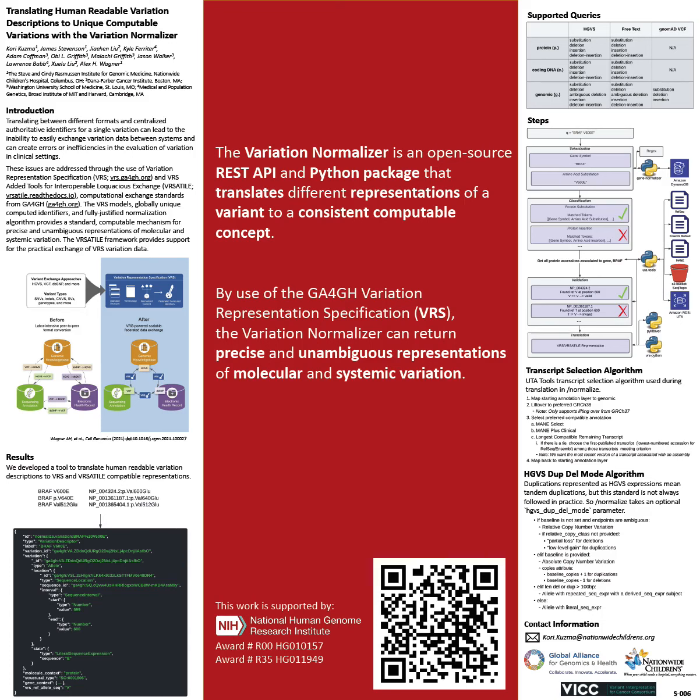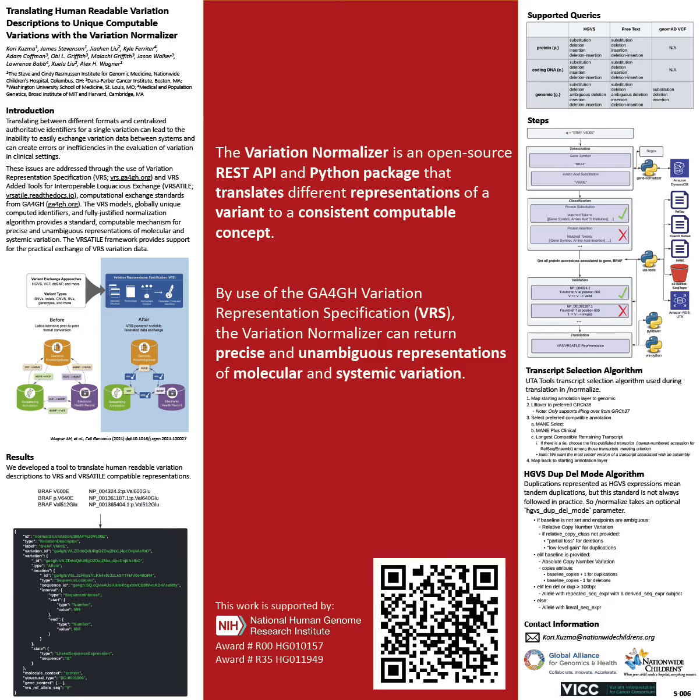In the normalize endpoint, we want to return a single normalized variation concept, and to do so, we have an internal algorithm and UTA Tools for selecting a transcript. First, we map the starting annotation layer to genomic. Second, we lift over to the preferred GRCh38 assembly. Third, we select the preferred compatible annotation with the following priority: MANE Select, then MANE Plus Clinical, and then longest compatible remaining transcript. Lastly, we map back to the starting annotation layer.